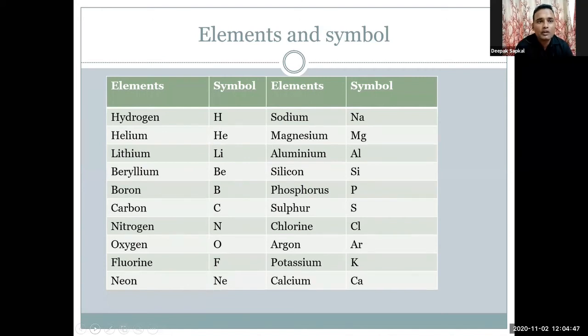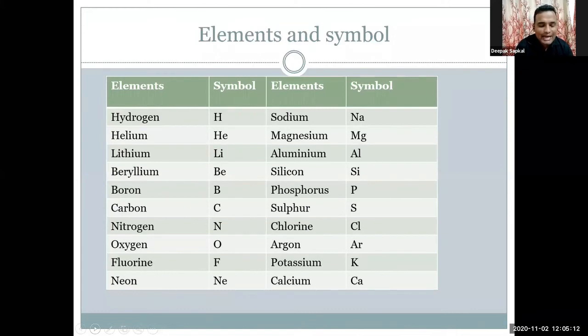See, for the word hydrogen, the first capital letter is H. But if you think about helium, we cannot use the same letter for different elements. So here HE is for helium. Now carbon is C, chlorine is Cl, there is a difference. That means we cannot use the same letter for different elements.